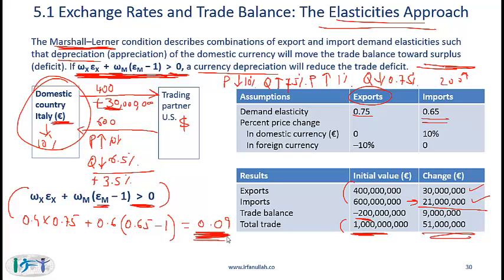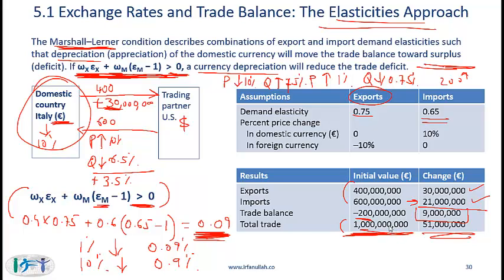Let us also connect this point 0.09 now with this number over here. What does 0.09 mean? This means that a 1% decrease in value of the currency will improve the trade balance by 0.09%, which means that a 10% reduction in value of the currency will improve the trade balance by 0.9%. If you take 0.9% of our original trade balance, we will get 9 million. So that is the connection between this and the calculation that we have done.